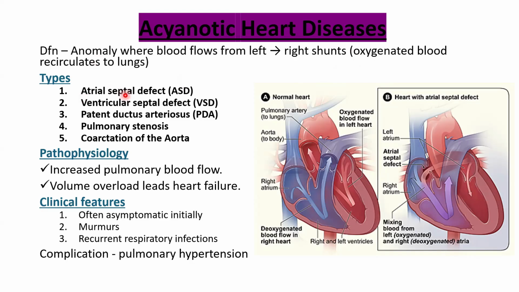The types are atrial septal defects, ventricular septal defects, patent ductus arteriosus, pulmonary stenosis, coarctation. So know the difference, know examples of cyanotic and its definition, and examples of acyanotic. For the pathophysiology, I will ask you, for the clinical features, I will ask you, and a complication of acyanotic, this one I will ask you, because blood is going around into the lungs, you have hypertension.